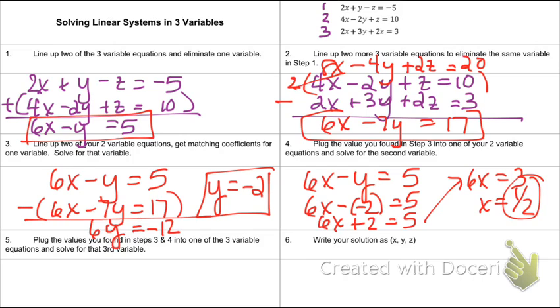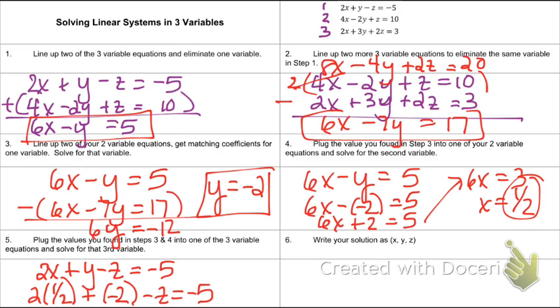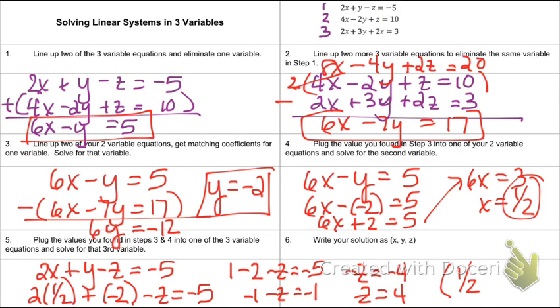So I'm just going to plug this back into equation number 1. 2x plus y minus z equals -5. So I'm going to go 2 times 1/2 plus -2 minus z equals -5. So that becomes 1 minus 2 minus z equals -5. -1 minus z equals -5. So negative z is going to be -4. So z equals 4. So my solutions: x is 1/2, y is -2, z is 4.